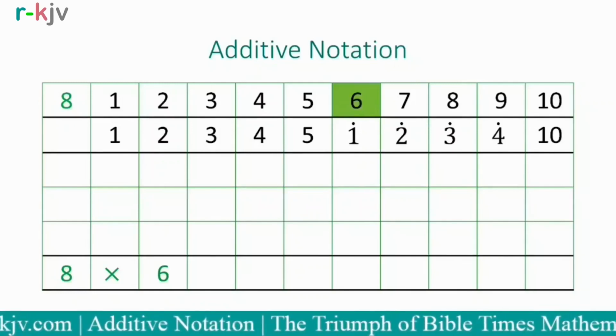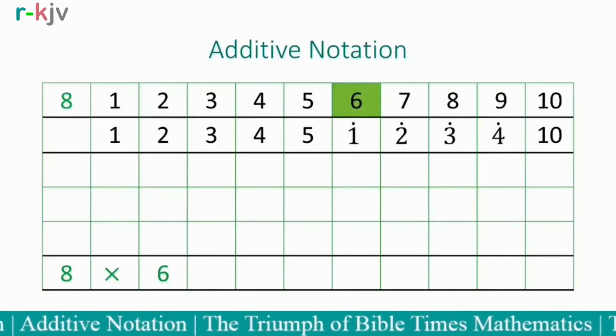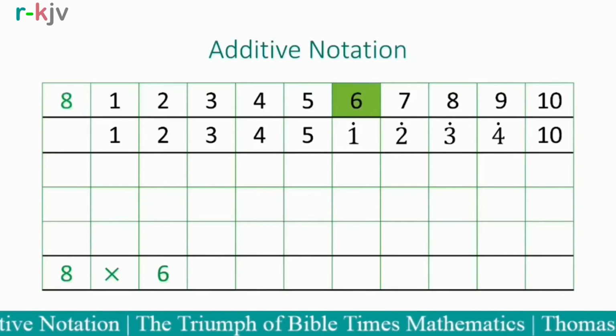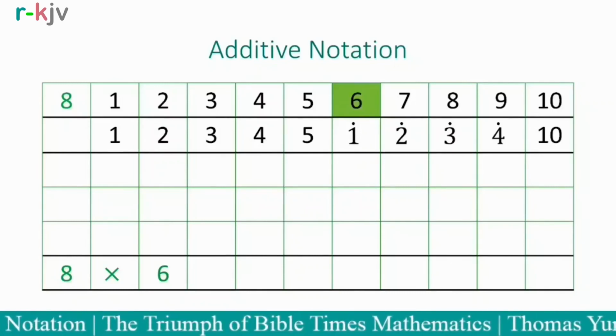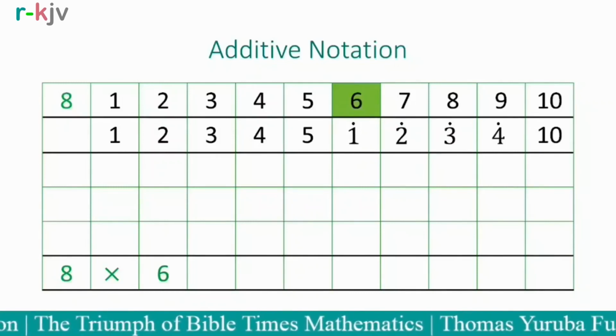For an example, 8 multiplied by 5. The result is got this way. It is 8 multiplied by 10, which is 80. Half of 80, that's 40. So the multiplication of 8 by 5 is 40.